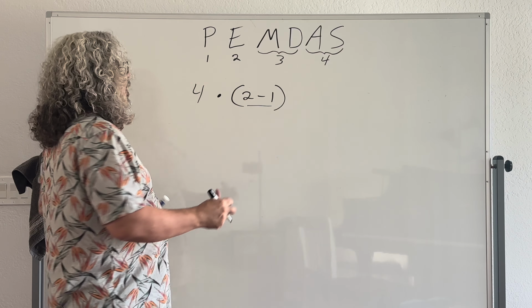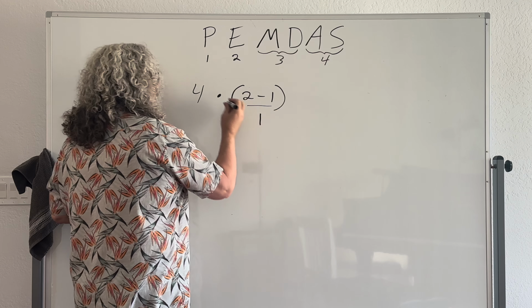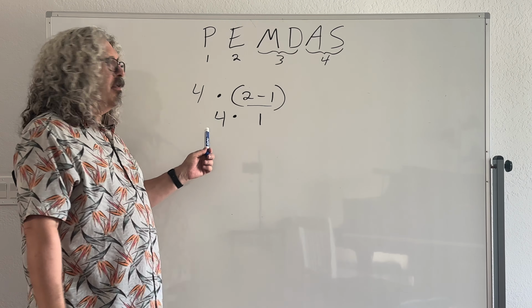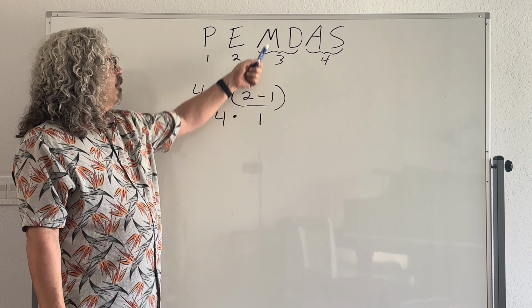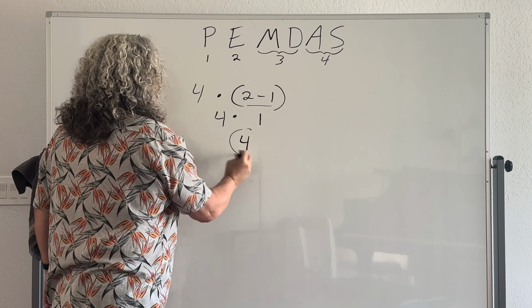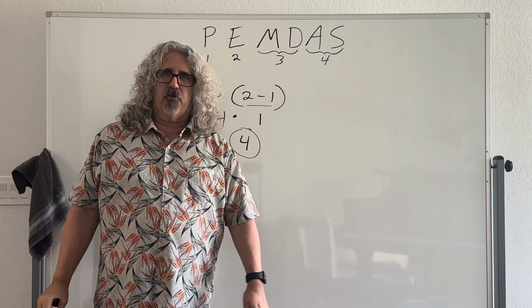So 2 minus 1 is 1. And you have to copy everything else. So I'm going to do the times and the 4. Now that this is worked out, I just go, well, I only have this left. 4 times 1, my answer is 4. And it's really that simple. All you have to do is do the parenthesis first, okay?